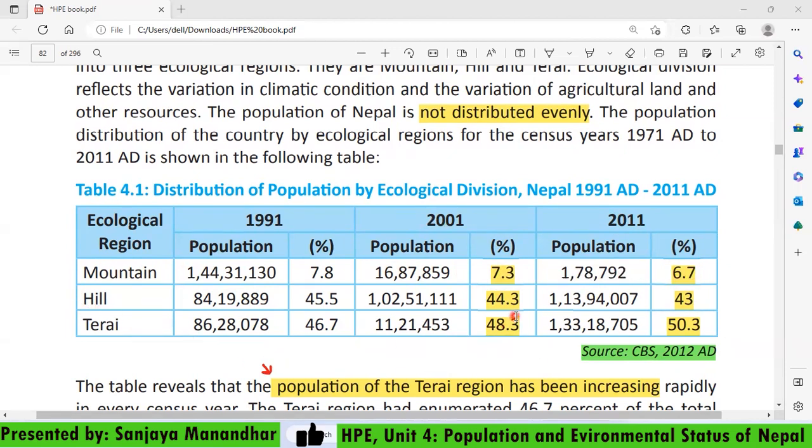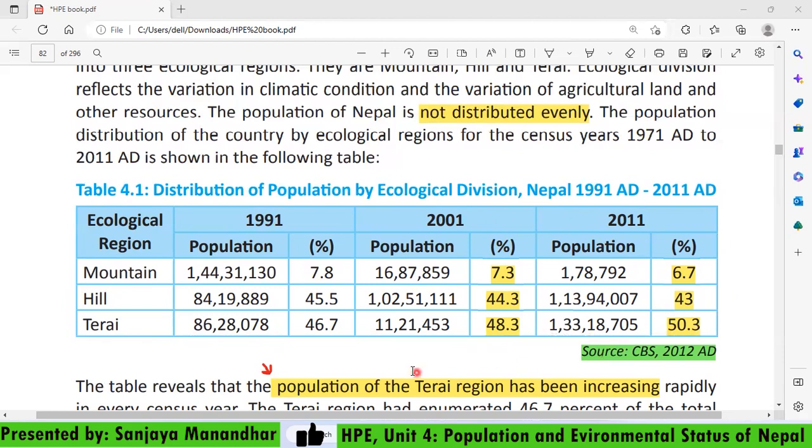Similarly, in hilly region, 2001, 44.3% people, but in 2011, 43%. Is it increasing or decreasing? You can compare it, 44.3, 43. It is also decreasing. But in Tarai region, if you see, in 2001, 48.3% population, in 2011, 50.3%. So in this way, the population is increasing in Tarai region.